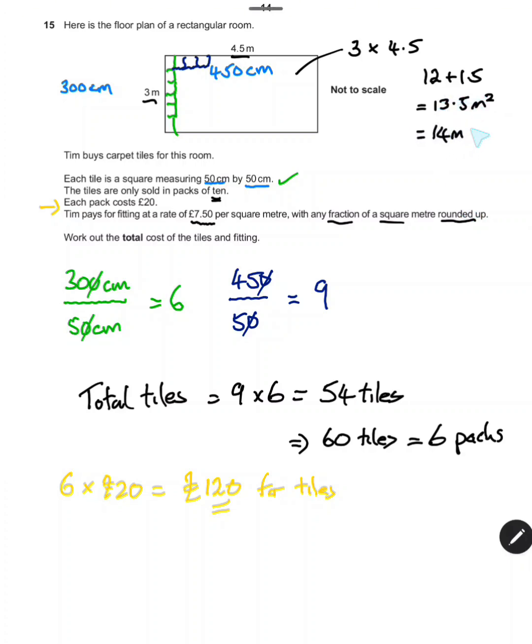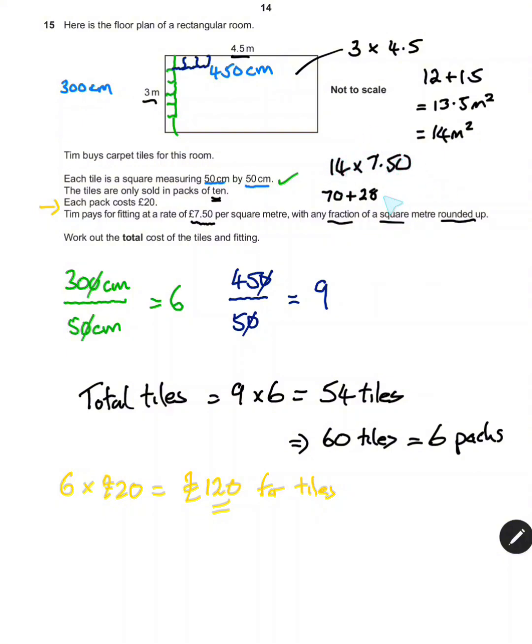Remember in the question it says any fraction of square metres rounded up, so this needs rounding up to 14 square metres. And then the final part says there's £7.50 for every square metre, so I need to do 14 lots of £7.50. And this is not as hard as it looks. If we break it down, we can do 7 times 14. Well, 7 times 10 is 70. Then I'm going to do 7 times 4, which is 28. So 7 times 14 is 7 tens added to 7 fours. And then I'm going to deal with this bit, which is 0.5 times 14. I'm going to do that all as one.